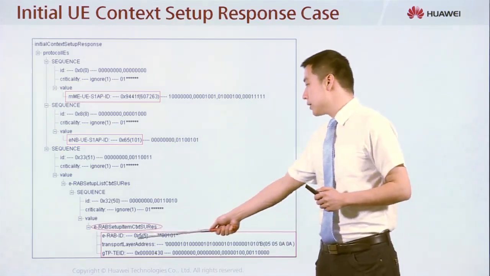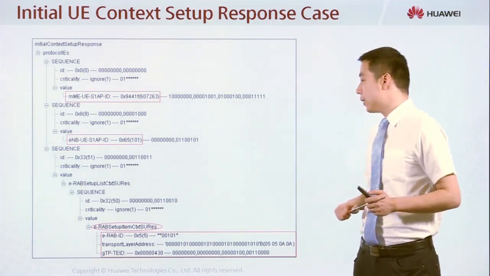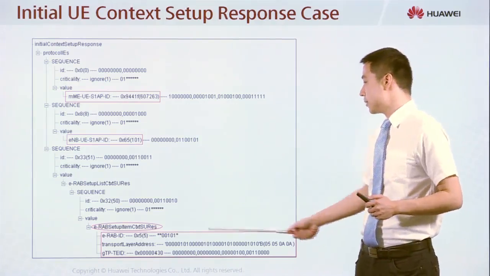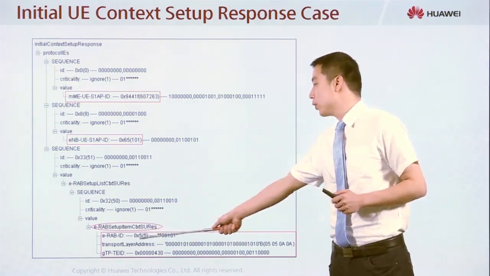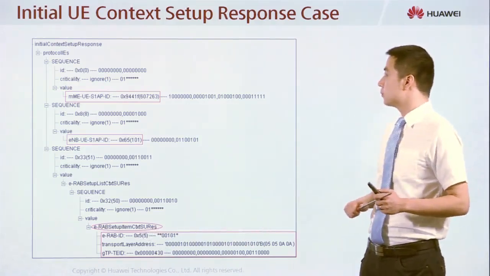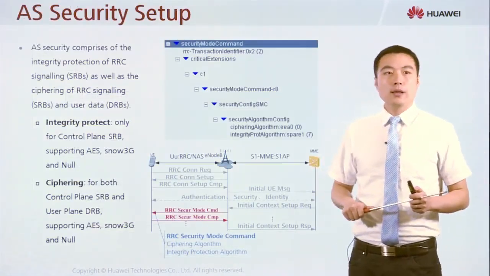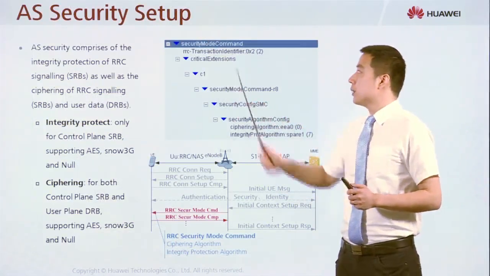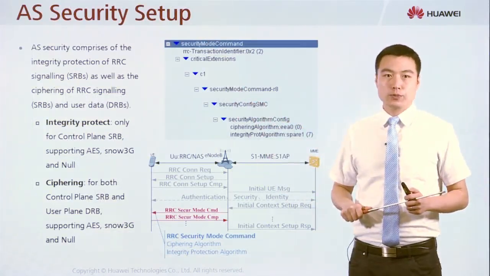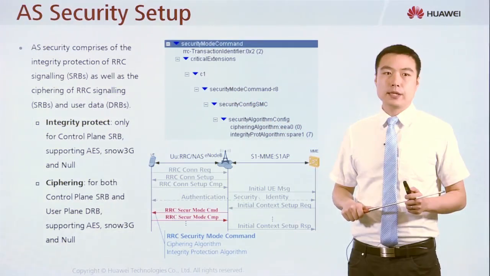And this is the E-RAB setup item in the context setup response message, including the transport layer address. AS security setup is an optional procedure during the default bearer setup.